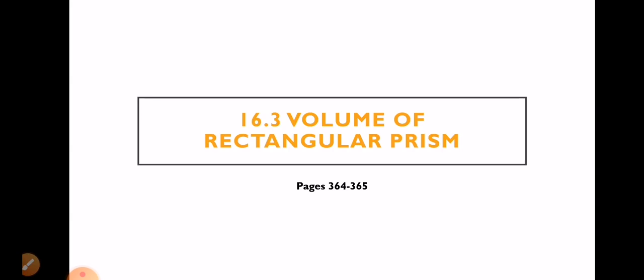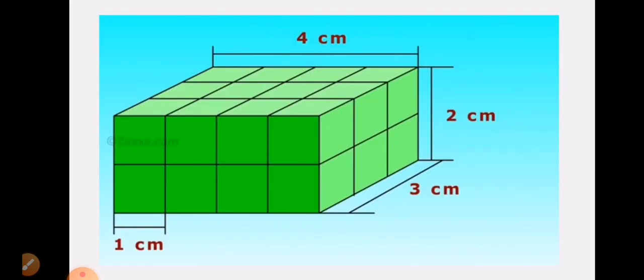So we're continuing the same concept that we started last time, which is how to find the volume for the solid figure. And today we will explain especially the rectangular prism. Let me remind you of what we took last time. Last time we said that if I have a solid figure and I want to calculate its volume, we have two ways.